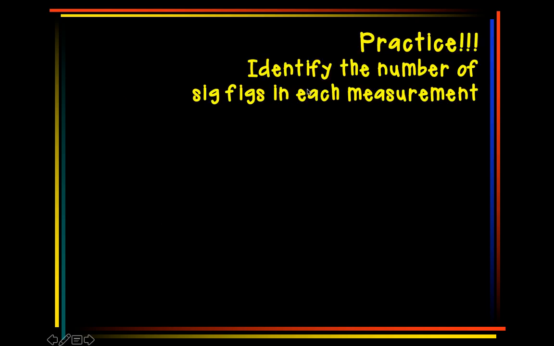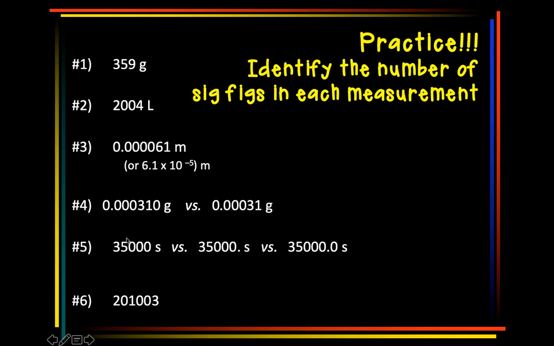All right, let's do a little practice. So here are 6 numbers, and you're going to tell me how many sig figs are in each. Placeholder zeros do not count. Exactness zeros do count. Non-zeros do count. How many sig figs are in each of these numbers? Pause the video and practice. Process it, think about it, and then we'll check the work. Pause the video. All right, welcome back.